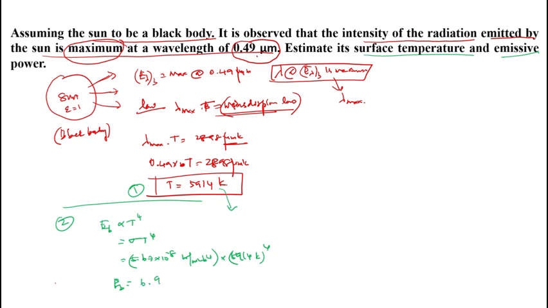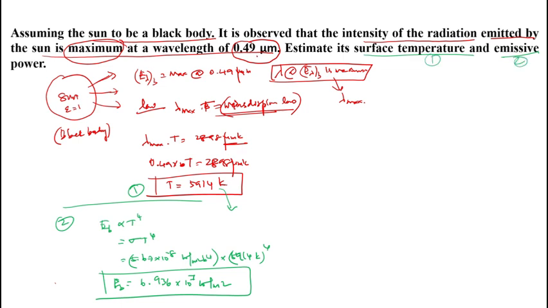6.9 into 10 to the power of 7 watt per meter square. Okay, so these two are the final results of this problem.